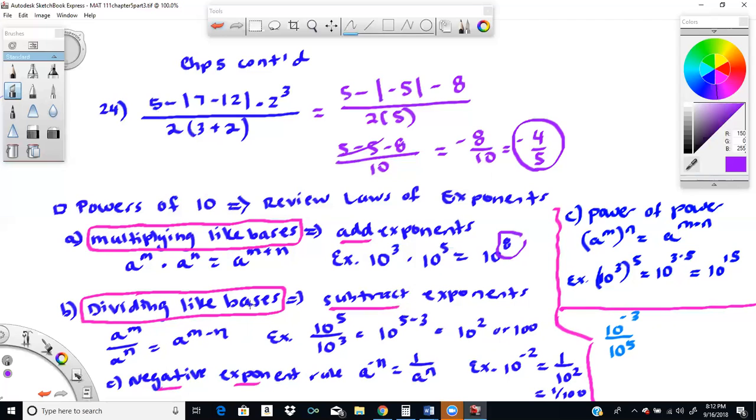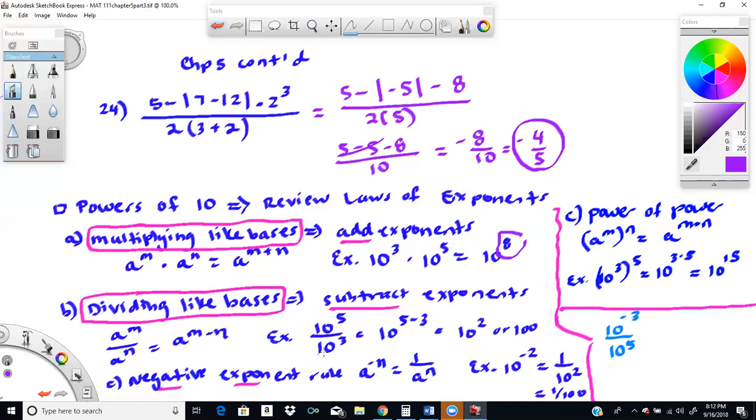When you're dividing like bases, you subtract. Now you have to be careful with this one. I set it up with the bigger exponent on top here. 10 to the fifth over 10 to the third is equal to 10 to the 5 minus 3, which is 10 to the second, or 100.